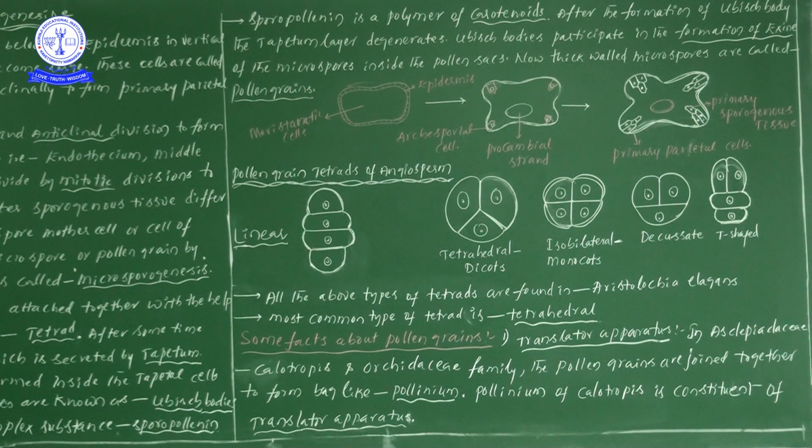This pollinium of Calotropis is a constituent of the translator apparatus. When the whole group of pollen grains is present together and forms a bag, that we can see in Calotropis. So Anthar considered that as the translator apparatus. This is one of the facts about pollen grains. The remaining I will give you in the next videos.